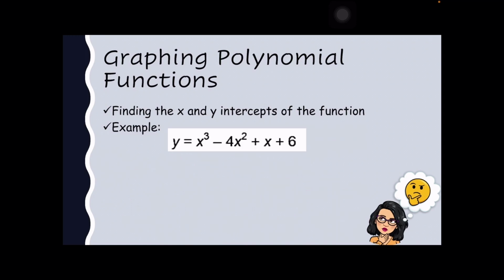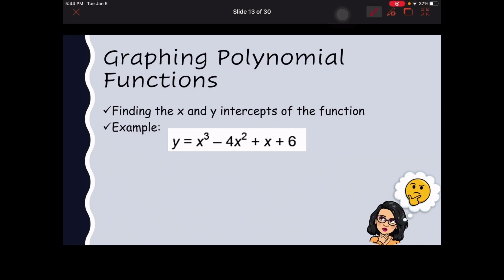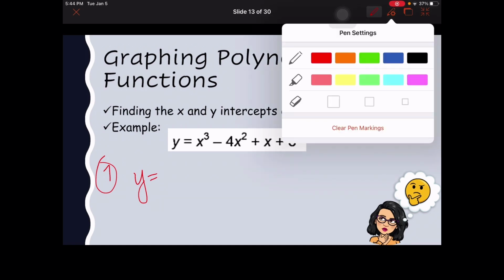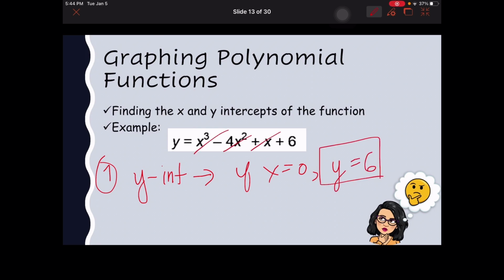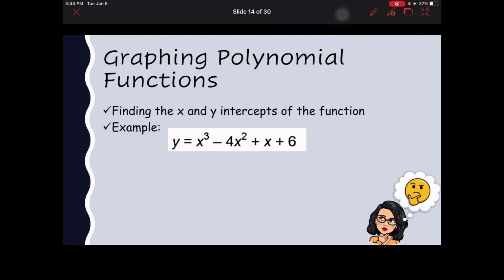Okay. So, paano naman kapag hindi na siya factored form? So, syempre, ang gagawin natin, ifa-factor natin siya. So, simulan muna natin. Y-intercept, again, is easy because ang gagawin lang natin is we will let x be equal to 0. Okay? So, if x is equal to 0, then y is equal to, ano na lang po ang matitira? Positive 6.